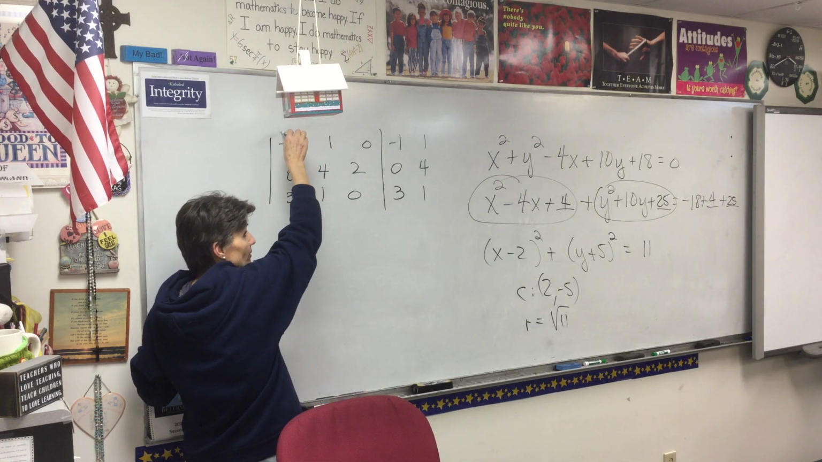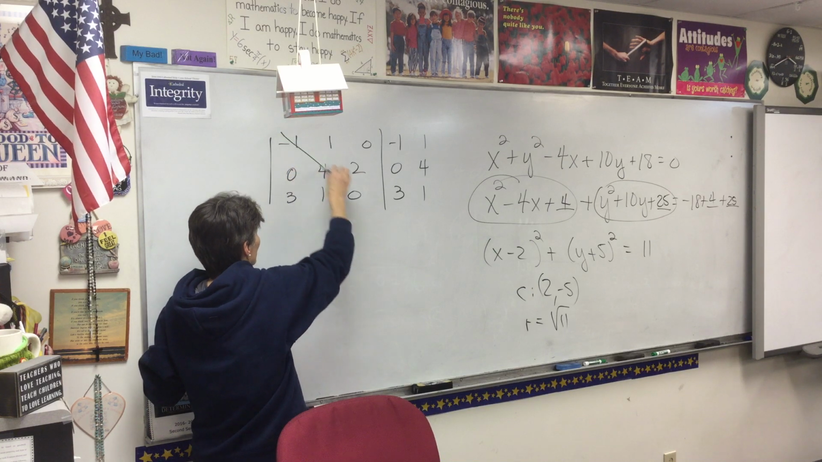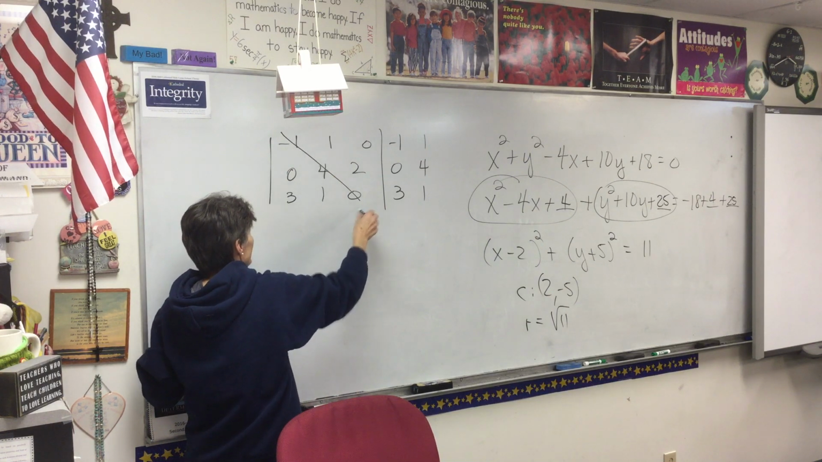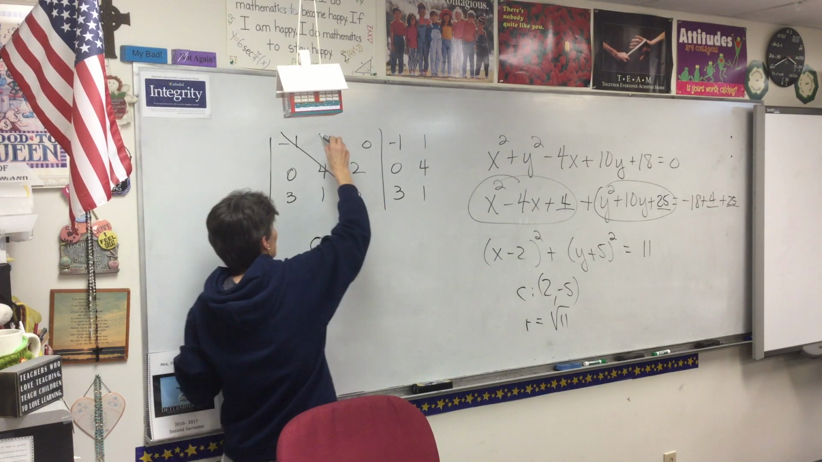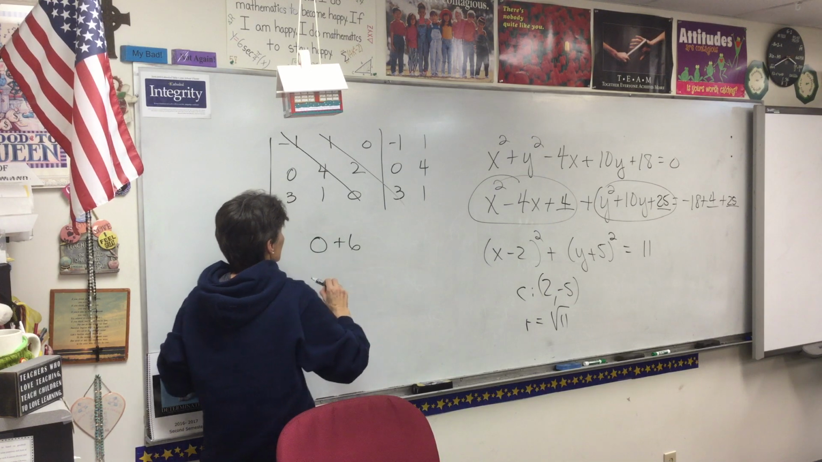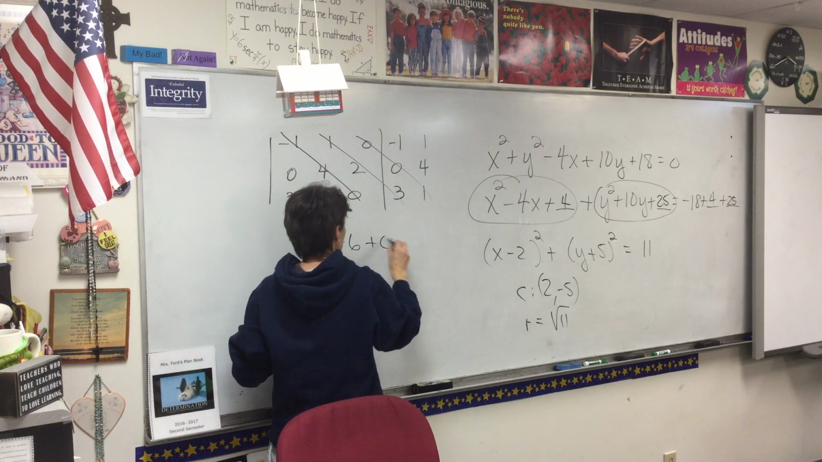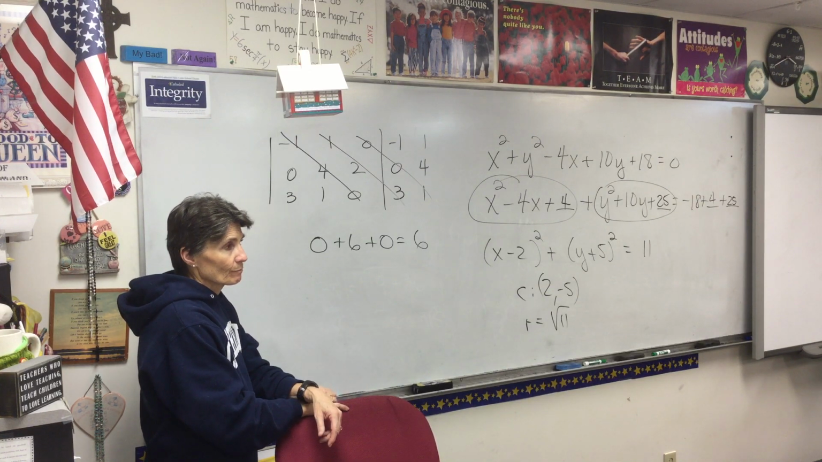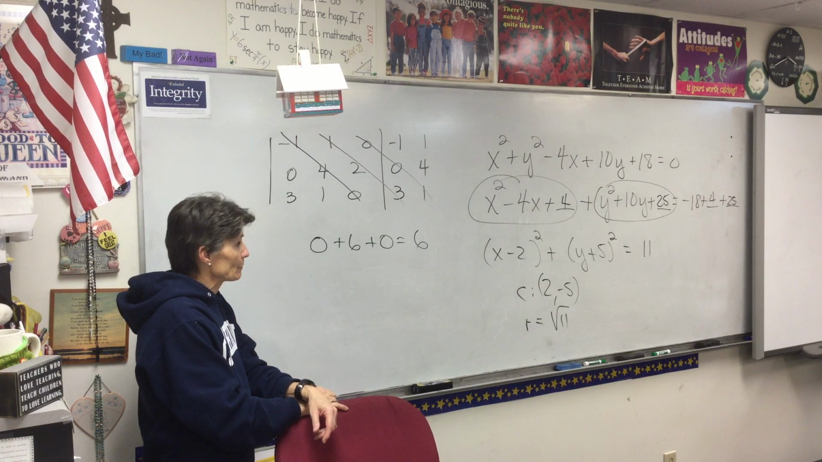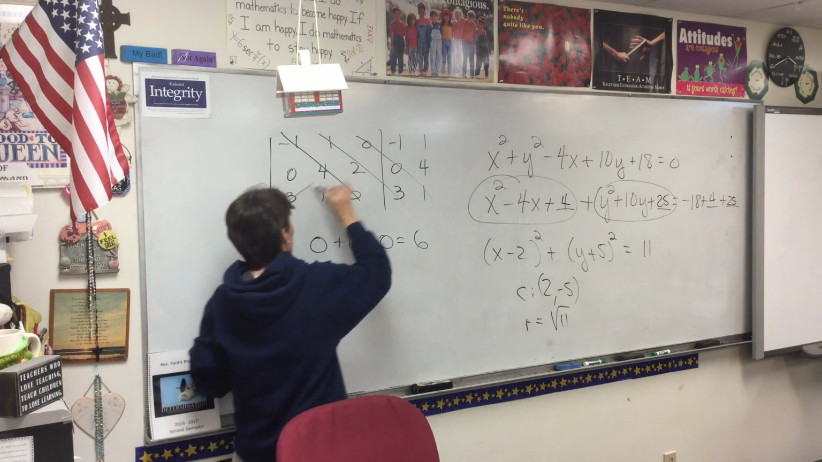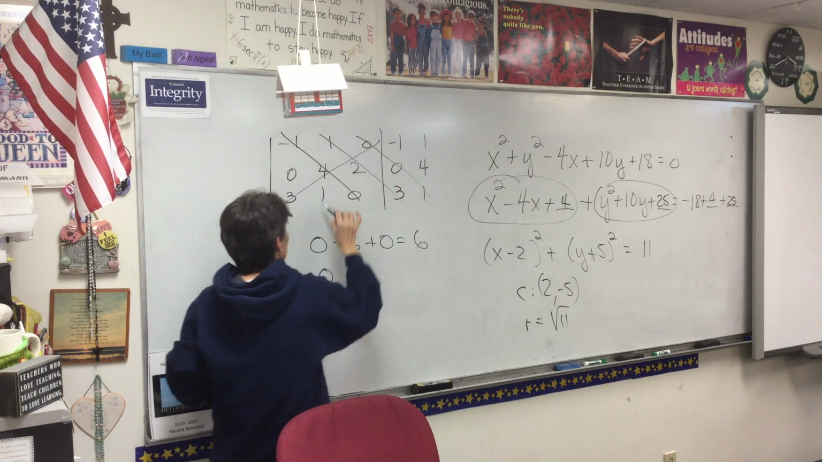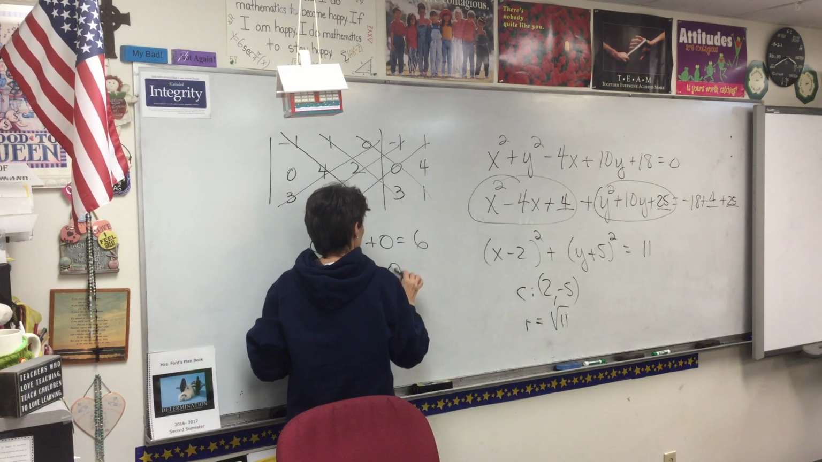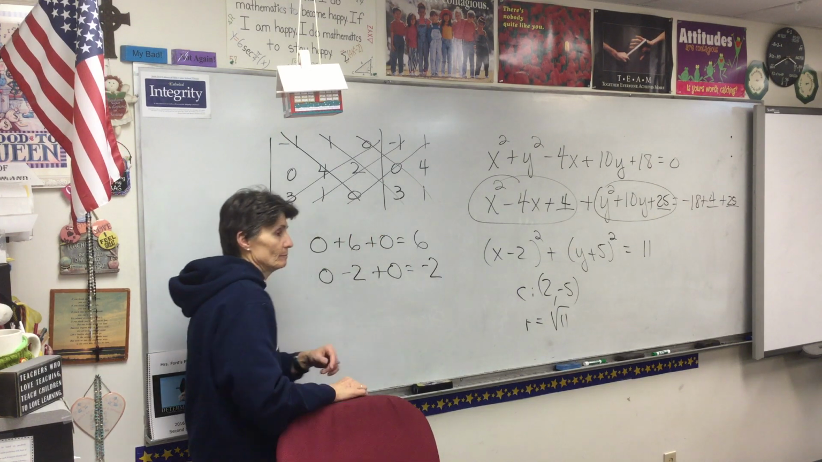Now we start right here and we multiply. What are you doing? We multiply and get 0. And then we multiply and get 6. And then we multiply and get 0. And we total those up. And then we multiply and multiply and multiply. And we total those up.